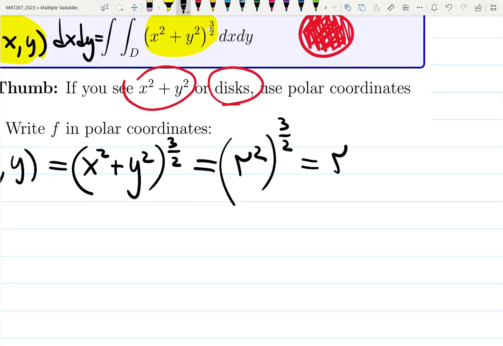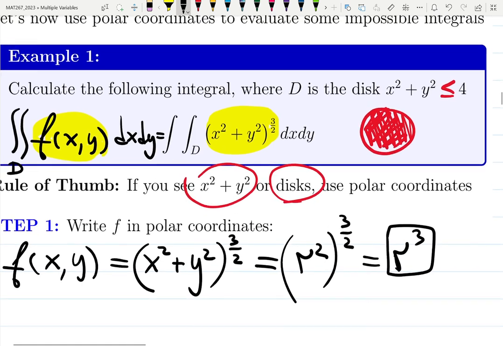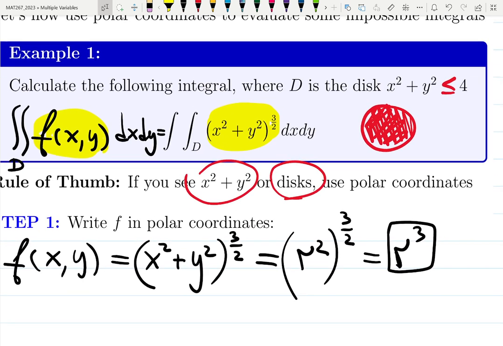Just r cubed. R cubed. So now we know f is actually r cubed. And that's why polar coordinates are used. You probably will be asking a lot why I'm doing all of this.